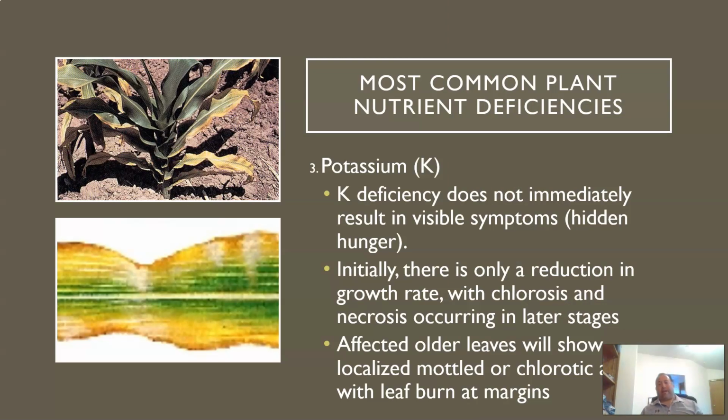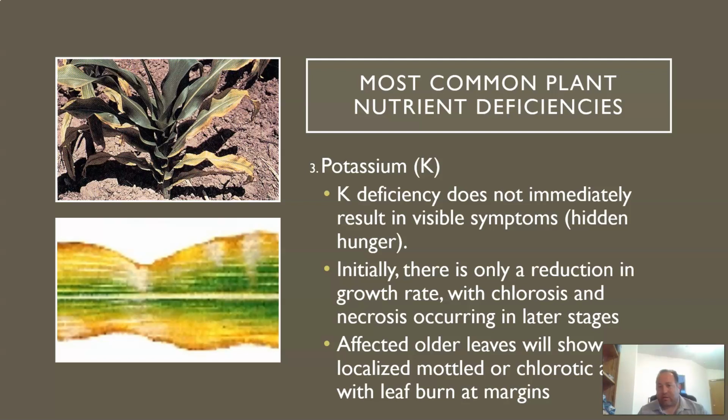Third most common plant nutrient deficiency. Well, remember, the first two that we talked about are essential macronutrients. And so the third one would have to be our third essential macronutrient. So potassium. Potassium deficiencies do not immediately show up with visible symptoms. So that would fall into that hidden hunger category.